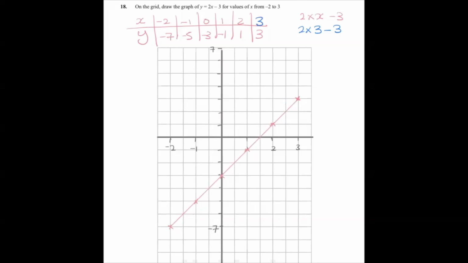Draw your line through, and we are done. Please don't forget to draw that line. It's one of the most common things I see. People have plotted everything perfectly and then they lose a mark because they didn't actually draw the line.